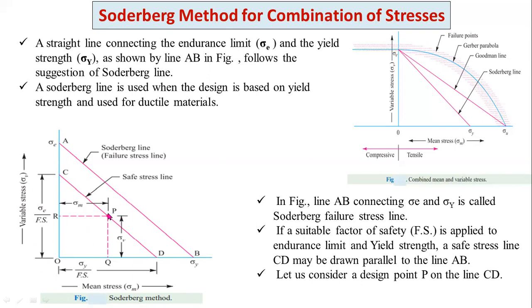Now look, you have to consider a point P at any place on the CD line. Here I am considering point P here. The position of point P is at a distance of sigma V from the x-axis and sigma m from the y-axis. By using this graph, you have to derive an expression for Soderberg.